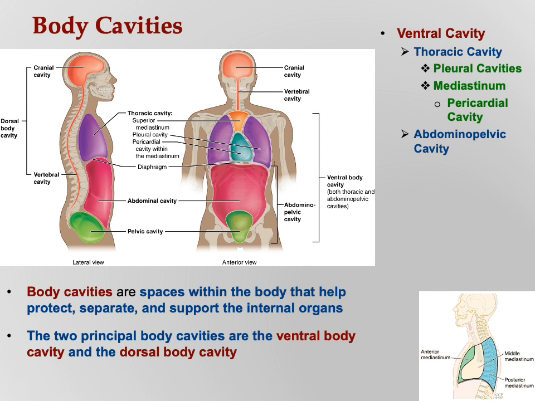Then we have the abdominopelvic cavity, all right? The abdominopelvic cavity composed of two subcavities. What do you suppose they are? Yeah, the abdominal and the pelvic, right?